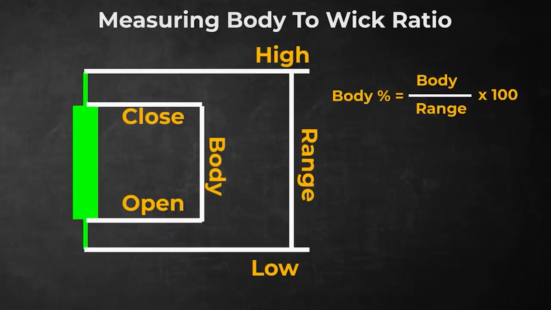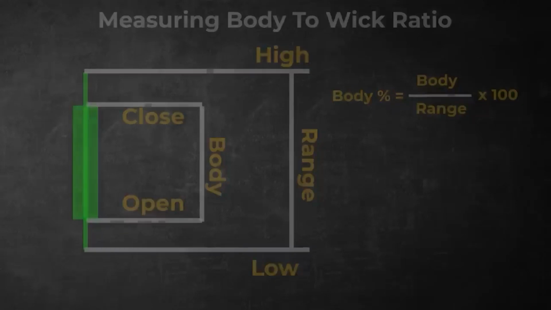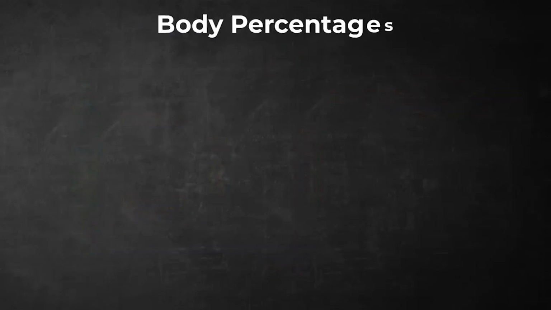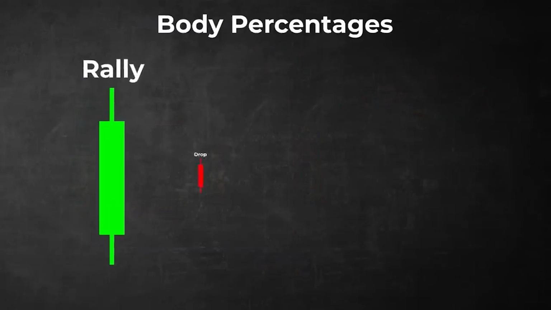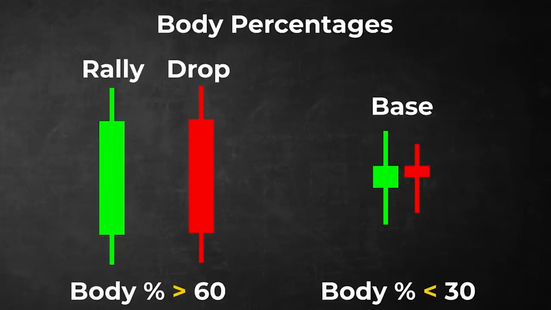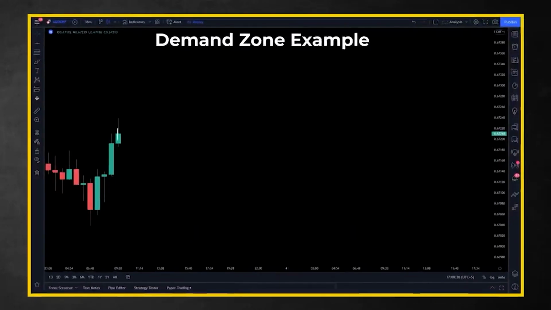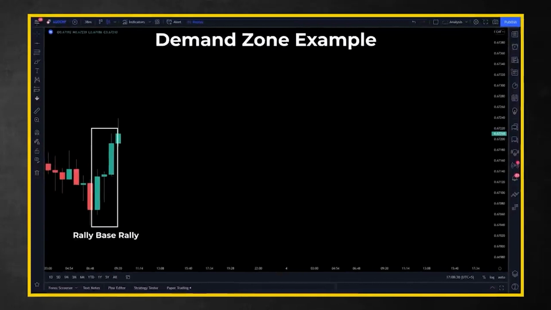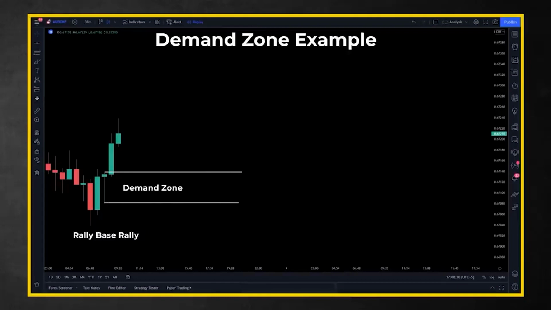So after calculating the body percentage of the candle, we should keep in mind that the body percentage of drop and rally candles should be greater than 60%, so that it represents clear, huge momentum, and the body percentage of base region candles should be less than 30%, representing the ranging market. So here on the charts, we can see the formation of this rally base rally demand zone, and as we discussed earlier, we can draw the zone at the highs and lows of these base candles. This is how we can manually detect the zones.